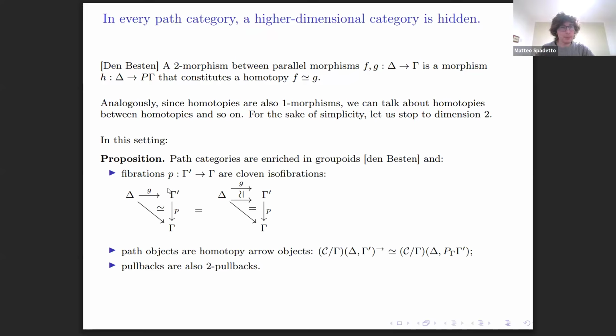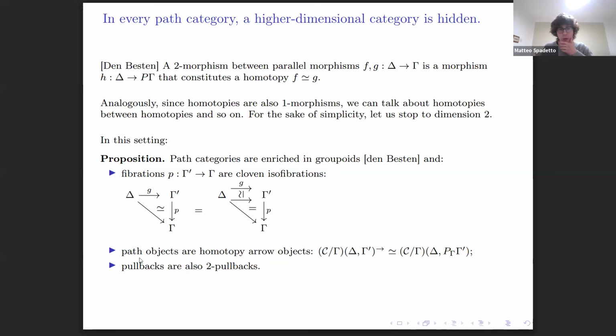is that fibrations are cloven isofibrations, in the sense that whenever P is a fibration and you have a triangle that commutes up to homotopy, then you can find a new arrow which is parallel to G, which makes the lower triangle commute, up to lifting this two-dimensional cell to a new two-dimensional cell between these two parallel arrows.